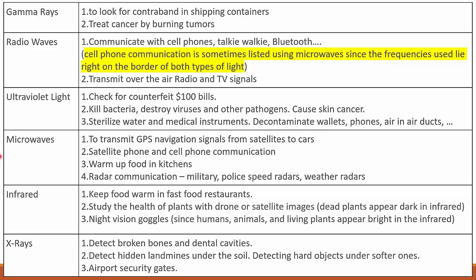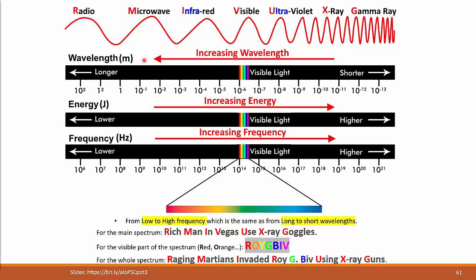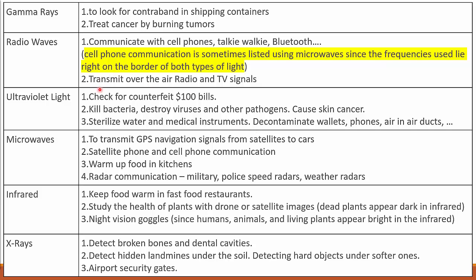For example, they are going to be somewhere here, the frequencies we use for cell phones. That's why some people prefer to call them radio waves, others prefer to call them microwaves. Okay, but don't fear the difference here, because if you are asked a question about them, the question is going to have either radio waves as a possible answer or microwaves as a possible answer, but not both of them.